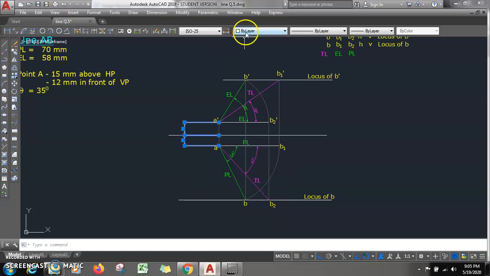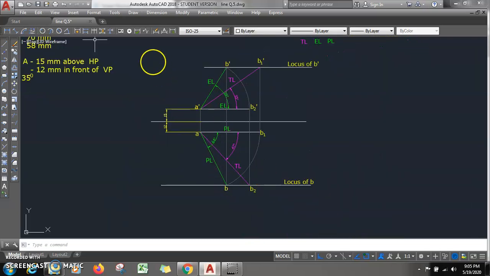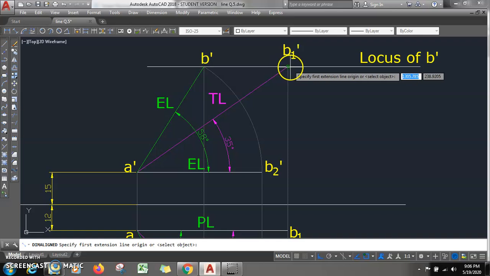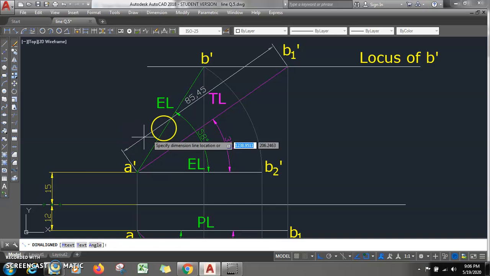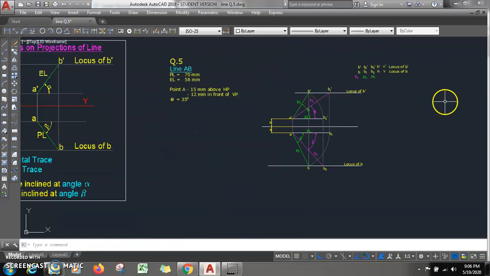Now only one thing is remaining: HT and VT. They are also asking for the true length, so you need to measure out the true length. How much is it from this point to this point? It is found to be 85.45. You can write this down in the answer.